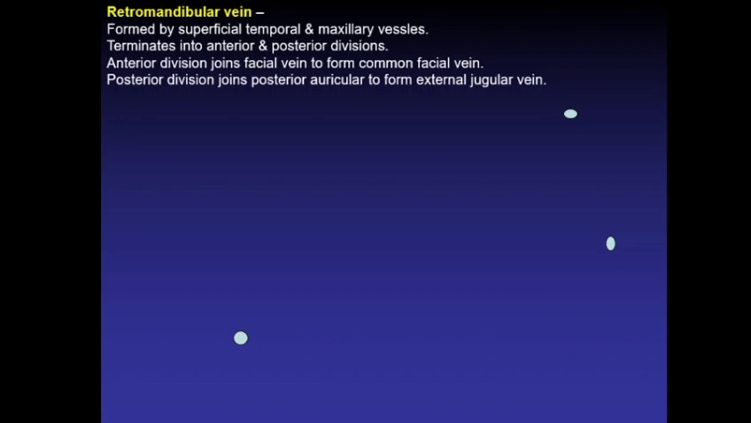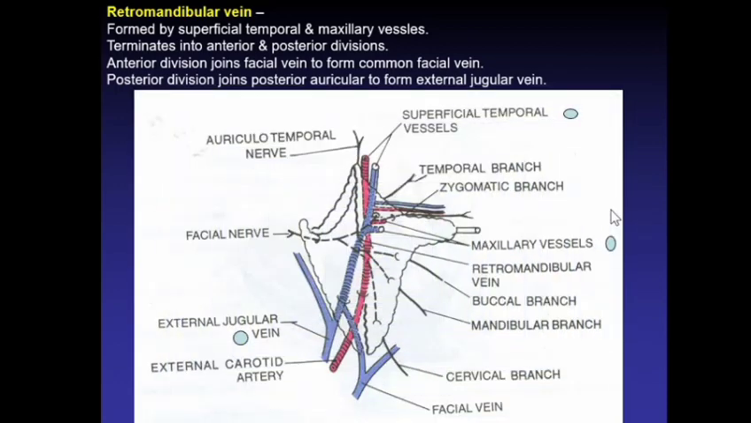Now we'll see the retromandibular vein. In the diagram you can see the retromandibular vein occupies the intermediate zone of the gland and it is formed by the union of superficial temporal and maxillary vessels. It terminates into anterior and posterior divisions. The anterior division joins the facial vein to form the common facial vein and the posterior division joins the posterior auricular to form the external jugular vein.